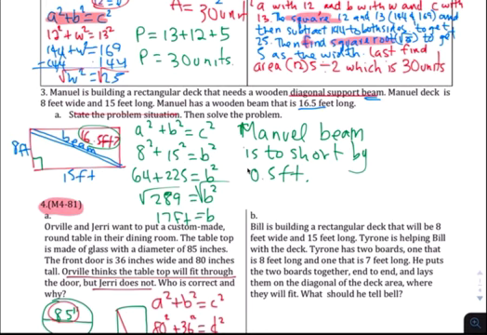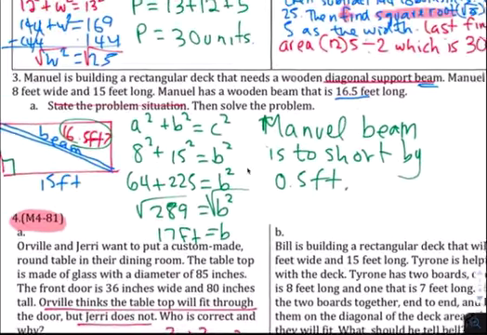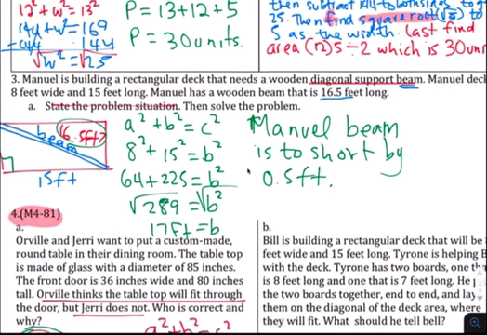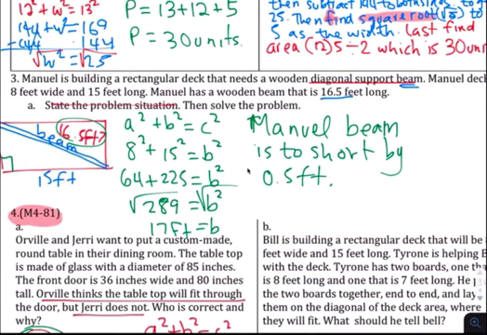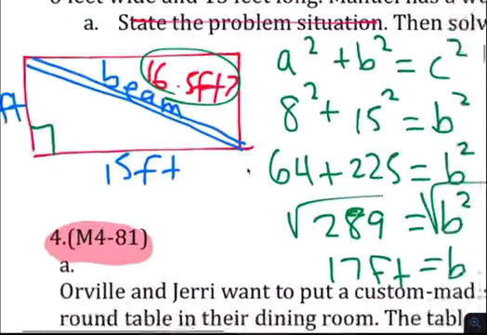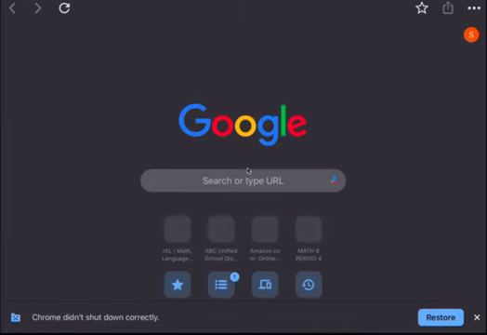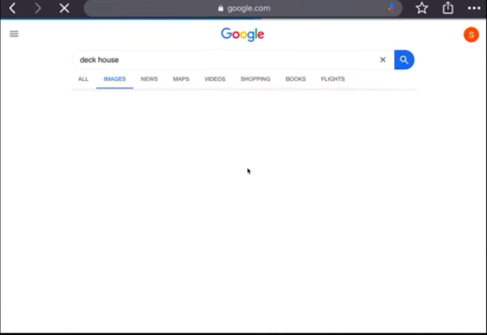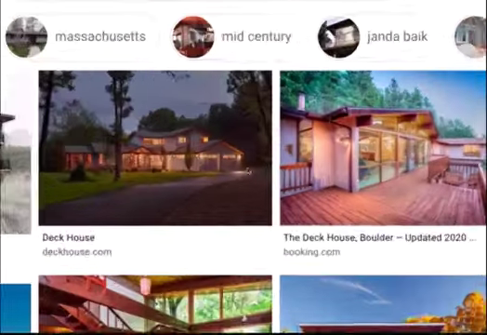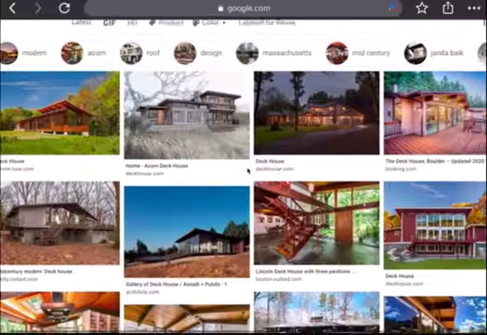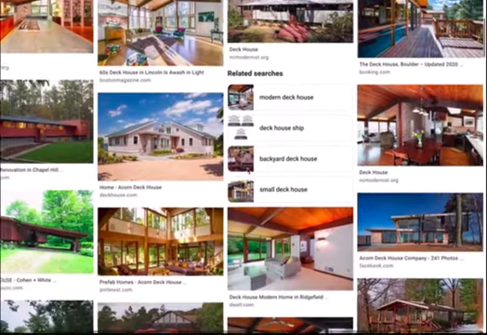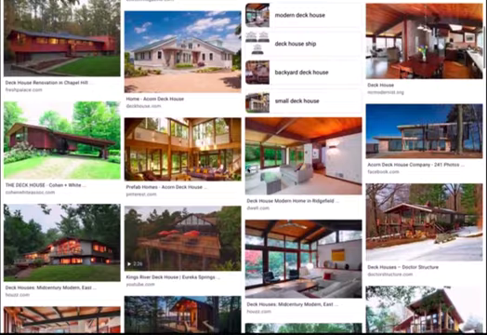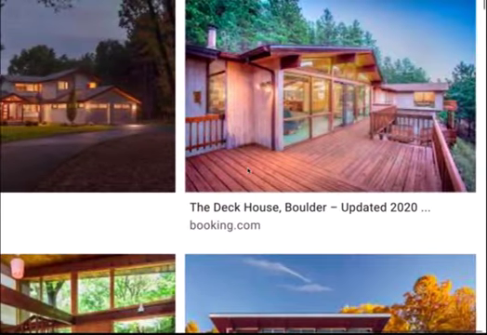And then this one here, some classes I did, this class obviously I did. Manuel is building a rectangular deck that needs a wooden diagonal support beam. This is a rectangular deck, and in some classes I showed what a deck looked like. So here is a deck, so you see what a deck should look like. These are decks, basically another word for porch. This is what they're talking about, a porch.